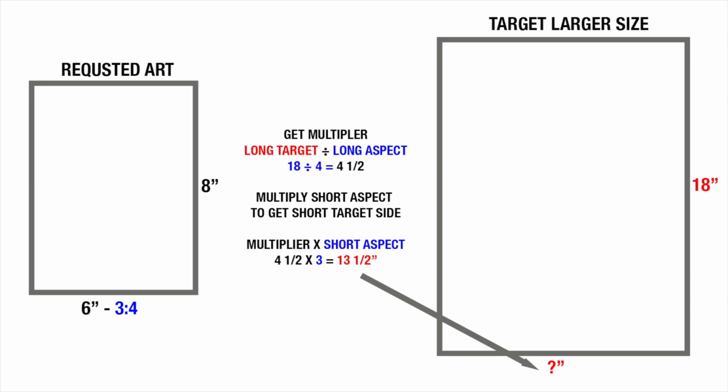Let's say it would be better if you could make your art, the long edge of it, 18 inches. So we can take the 18 and divide it by the 4 of that aspect ratio, the long side, and get 4.5. And then you would take that multiplier, the 4.5, and multiply it times the 3 side, the shorter side, to get 13.5 inches. So the original can be 13.5 by 18 inches to maintain that 3:4 aspect ratio and scale properly to the size to go to print.